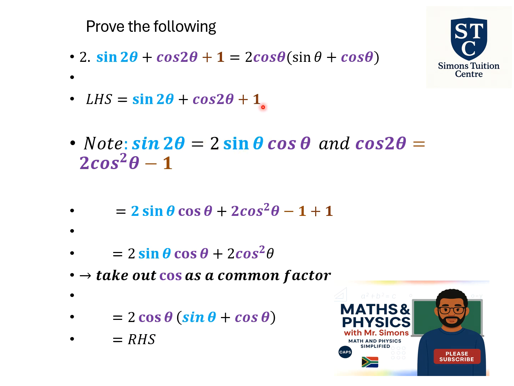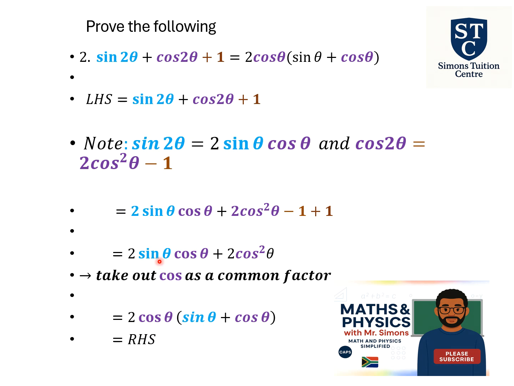And there, because I want to get rid of the plus 1, for cos 2 theta I'm selecting 2 cos squared theta minus 1, because minus 1 plus 1 would cancel. So there, if we expand now, sine 2 theta becomes 2 sine theta cos theta. Cos 2 theta becomes 2 cos squared theta minus 1 plus 1. So therefore they cancel, and I'm left with 2 sine theta cos theta plus 2 cos squared theta.